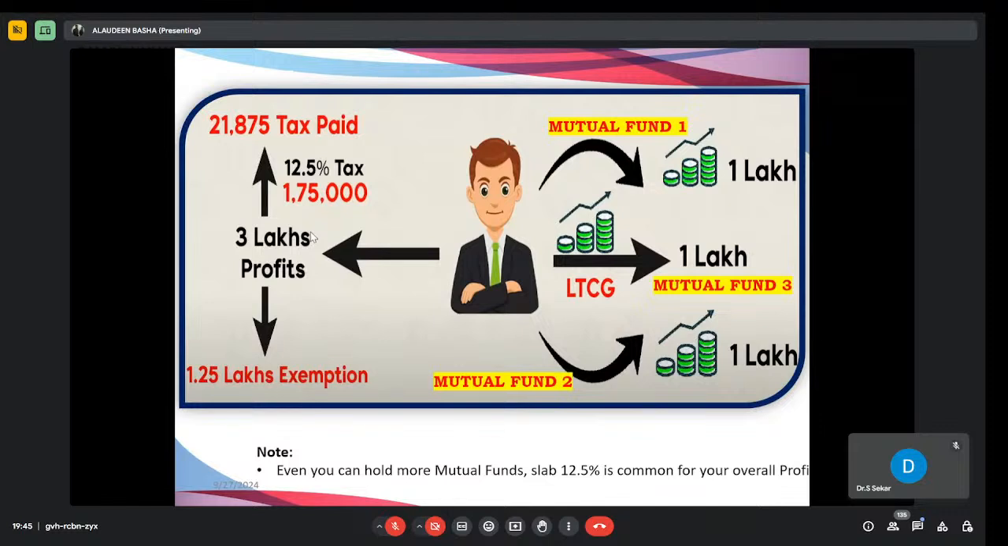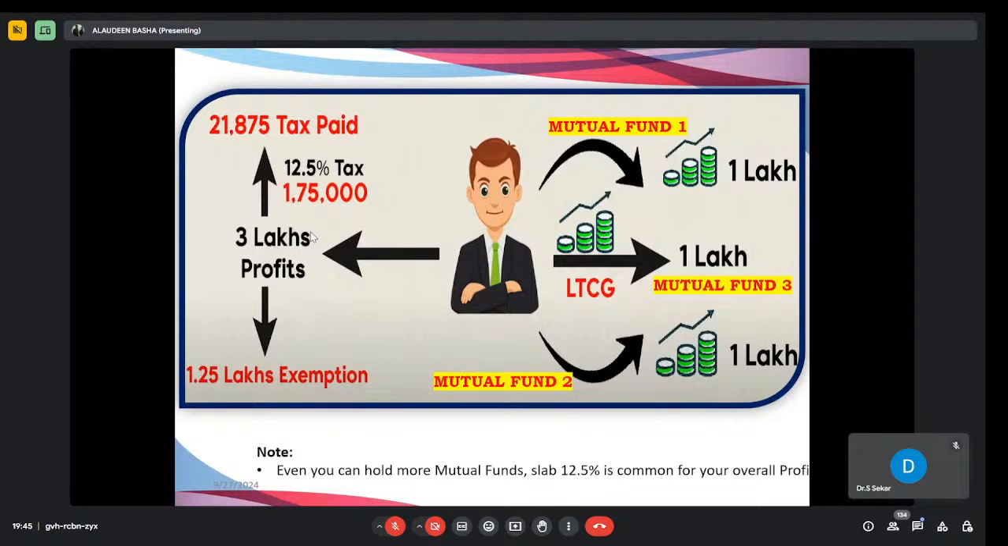That means 21,875 rupees you need to pay for the profit of 3 lakhs. It is not 1,75,000. Repeating once again, 21,875 rupees is the tax you need to pay as per the new slab of 12.5% in long-term capital gain for your 3 lakhs profit. And these 3 lakhs profit came from all the mutual funds. It may be 1 mutual fund or 2 or 3 or 10, whatever it is.